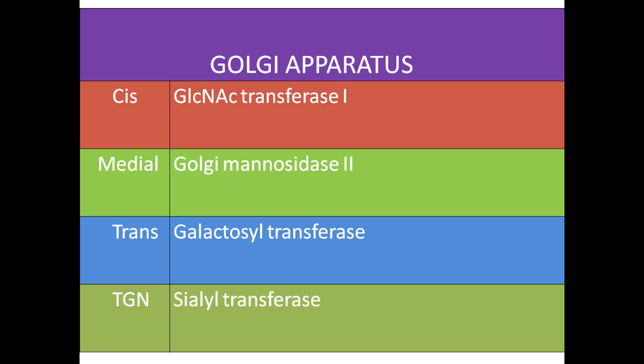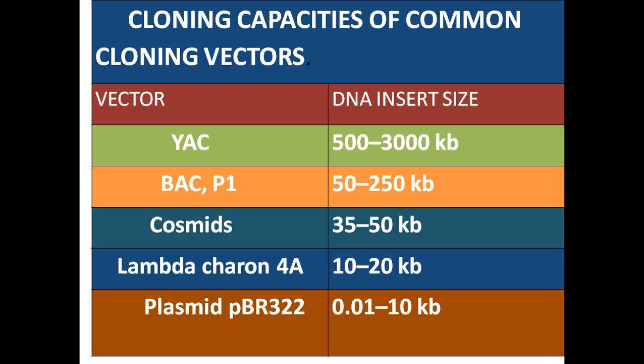Golgi apparatus has different portions. In plants, it is called Golgi networks. Golgi apparatus cis has GlcNAc transferase 1. Medial Golgi has mannosidase 2. Trans part of the Golgi apparatus has galactosyl transferase. TGN has sialyl transferase.